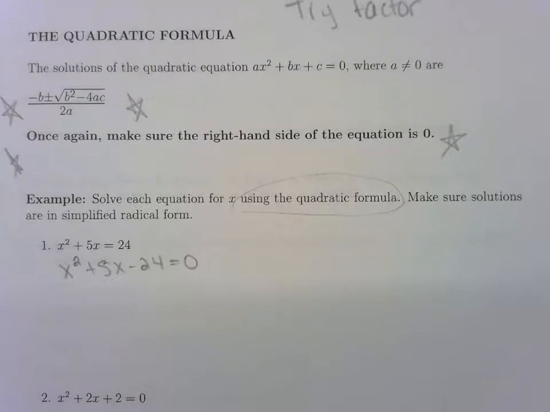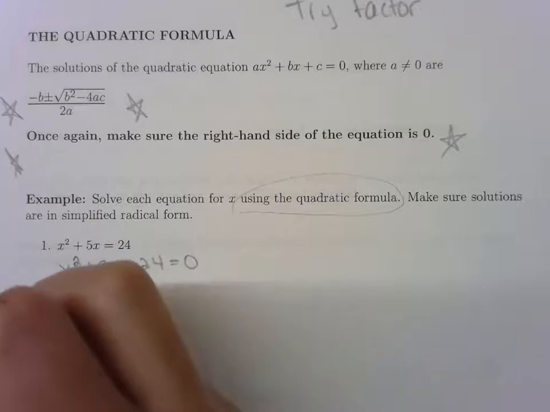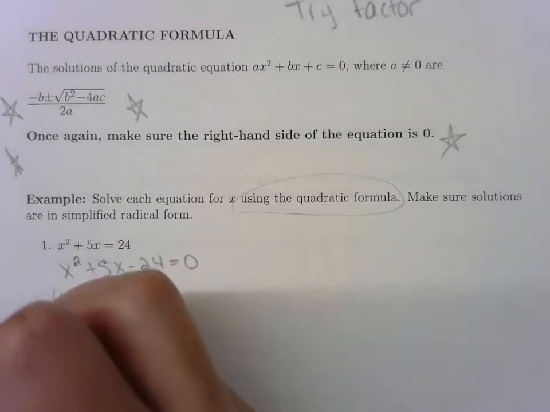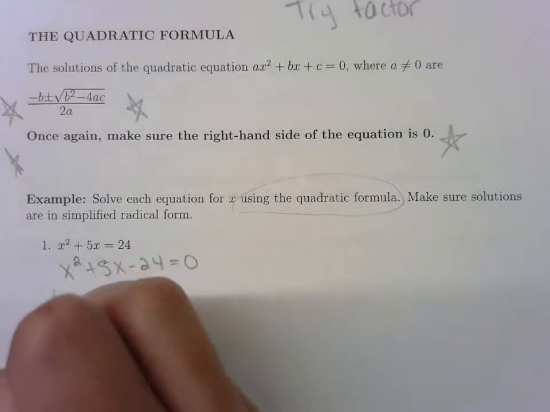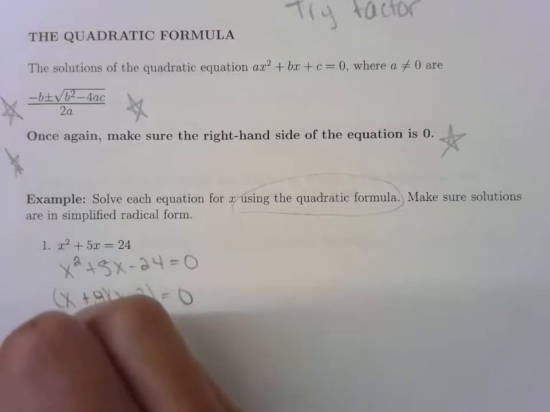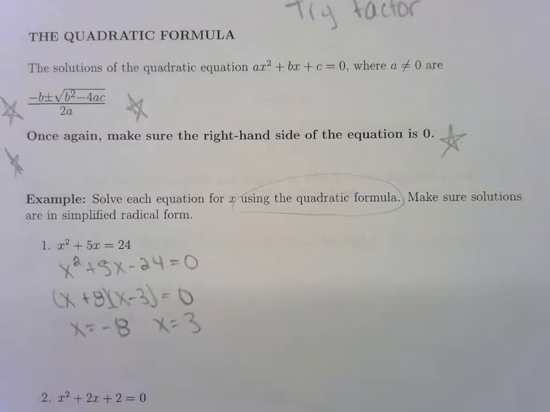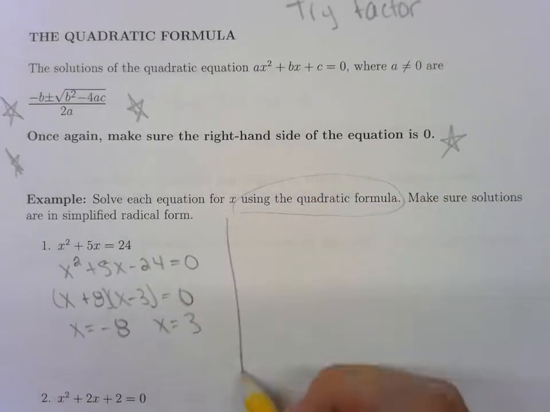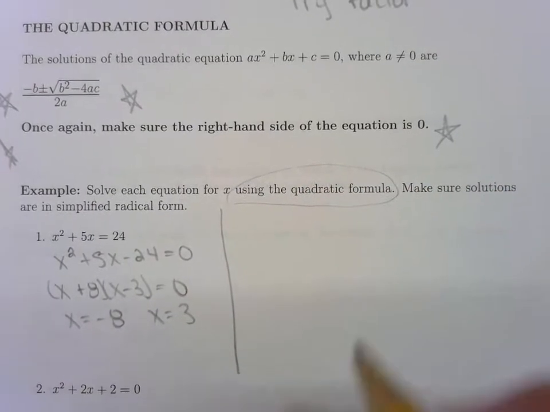8 and 3, negative 8, negative 3. Or, no, I'm sorry, positive 8, negative 3, yeah. Positive 8, negative 3. So I'm going to go ahead and do this, and then we're going to check it with the quadratic formula. So (x + 8)(x - 3) = 0. This gives you x equals minus 8, x equals 3, which you can check. Okay, but let's go ahead and check it using the quadratic formula.